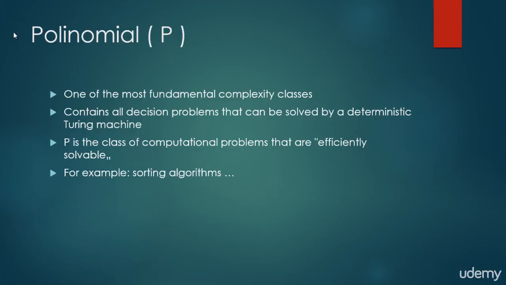Polynomial is one of the most fundamental complexity classes. It contains all decision problems that can be solved by a deterministic Turing machine, and P is the class of computational problems that are efficiently solvable. We can solve sorting with algorithms in linear time or logarithmic time complexity, or even, as far as bubble sort is concerned, in n squared time complexity, which is not so efficient. We can do better, but it's definitely polynomial. So, for example, all sorting algorithms, finding the shortest path, and finding spanning trees are in this polynomial class.